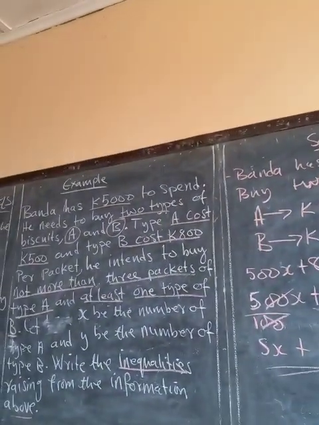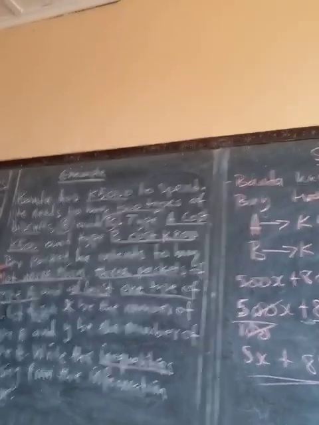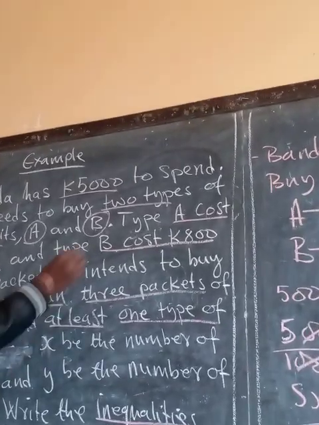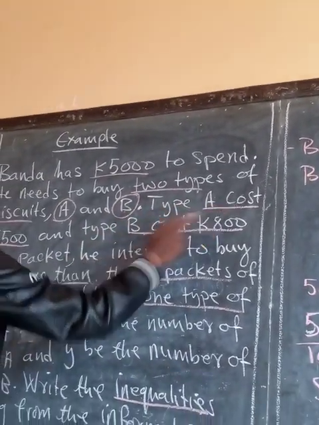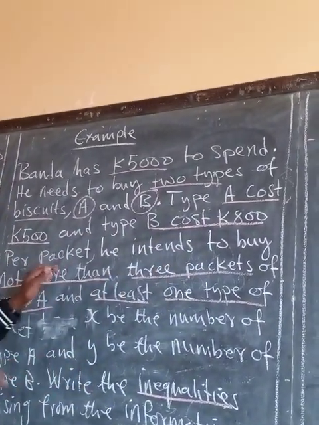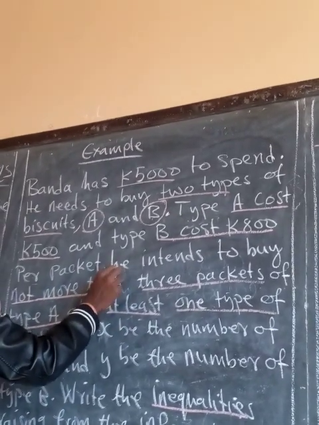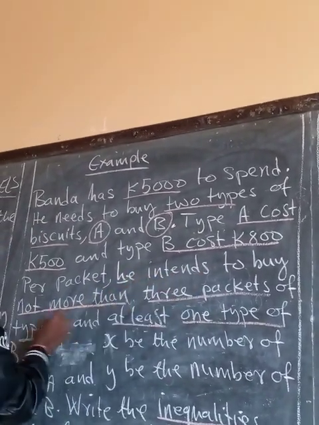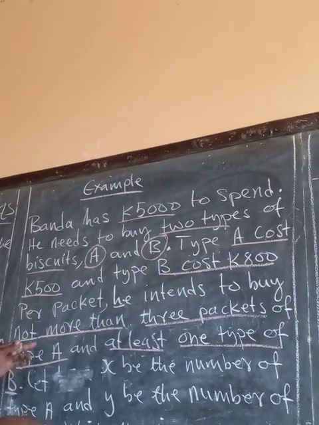The second inequality from the statement given: we look at where we ended. We ended here where the full stop was. Now we continue. Type A costs 500 and type B costs 800 per packet. He intends to buy, okay, here is the statement where it's starting from. He intends to buy not more than 3 packets of type A.